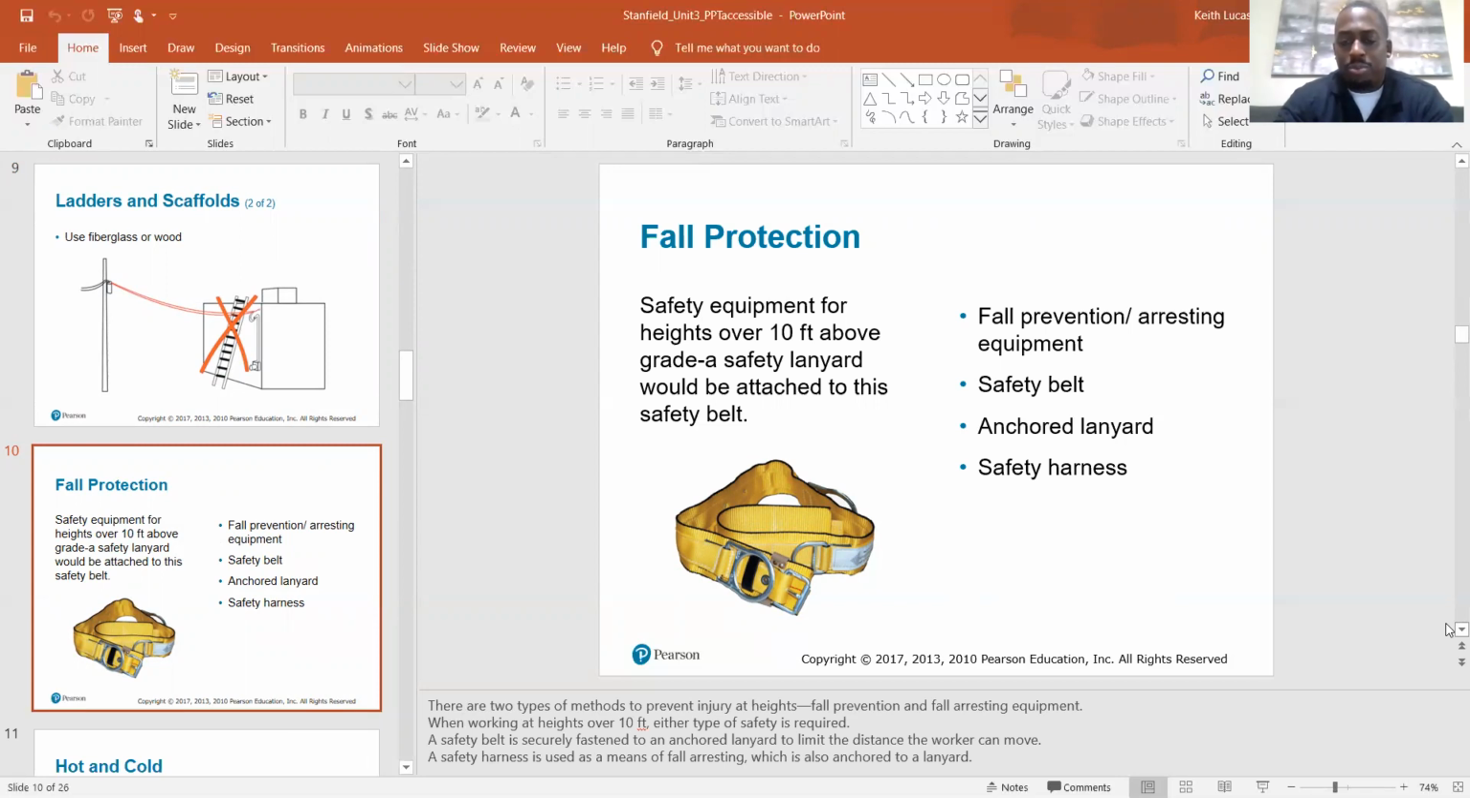So fall prevention is when it prevents you from falling. Basically, like the safety belt prevents you from going far enough to fall off of the surface that you're on. And then the harness is the fall arresting equipment, to where if you do fall, it'll stop you. You'll just hang there, and you'll be suspended in the air rather than falling all the way to the ground and possibly dying.